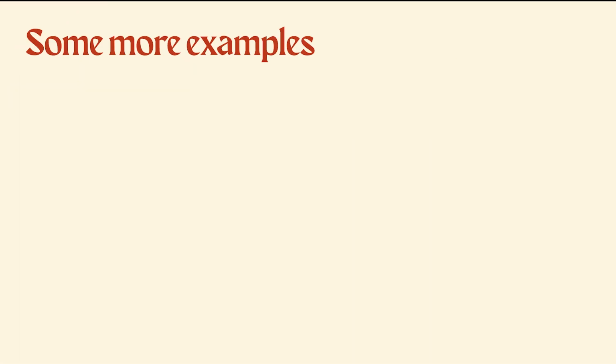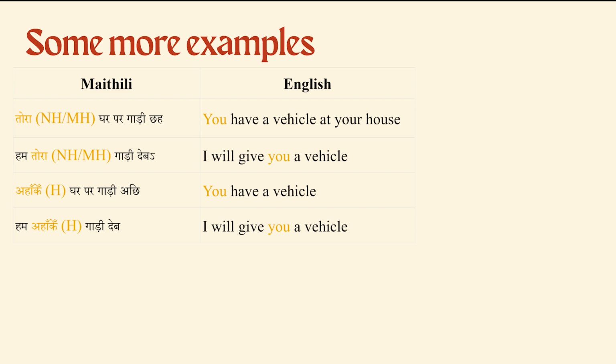Let us look at some more examples. So, here तोरा घर पर गाड़ी छ would mean you have a vehicle at your house. Now, here Tora is non-honorific or we can say middle honorific. Similarly, हम तोरा गाड़ी देब, I will give you a vehicle. अहाँ के घर पर गाड़ी अछि, you have a vehicle at your house. हम अहाँ के गाड़ी देब, I will give you a vehicle.